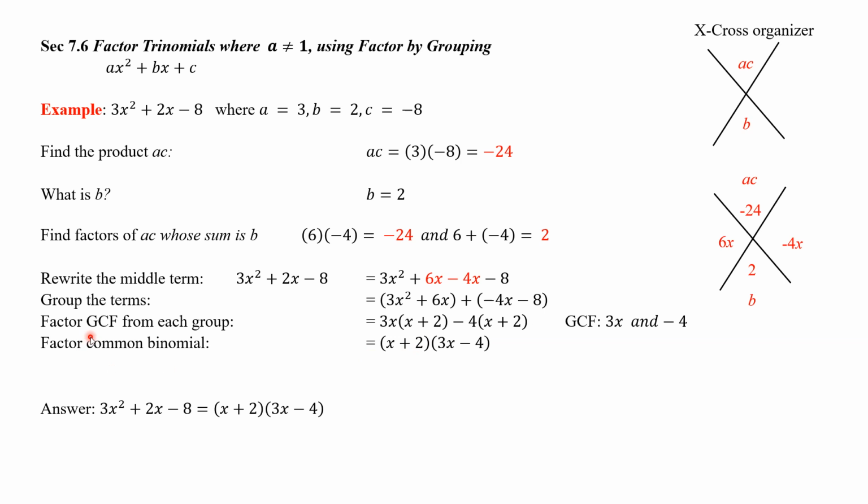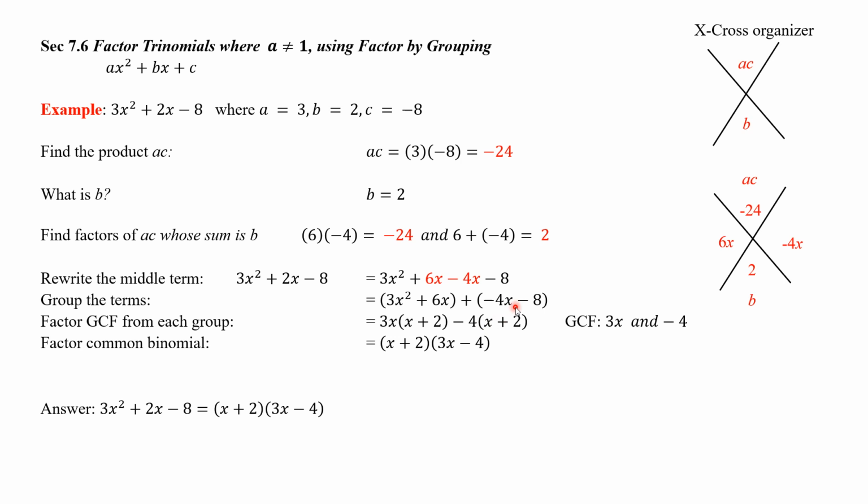Then we're going to factor the GCF from each group. So we'll factor 3x from the first group and get x plus 2: 3x squared divided by 3x is x, and positive 6x divided by 3x is plus 2. Our second group, we're going to factor out negative 4. This first term's a negative, so rather than just factor out 4, we always want to factor out a negative. So negative 4x divided by negative 4 is x.